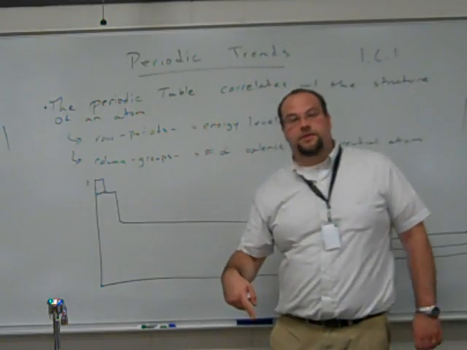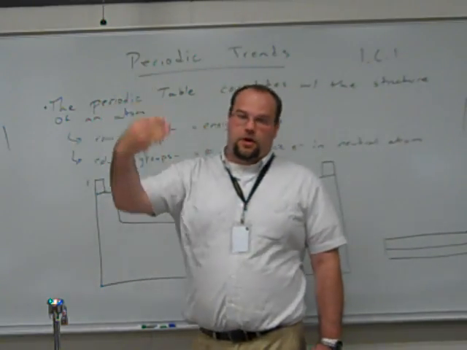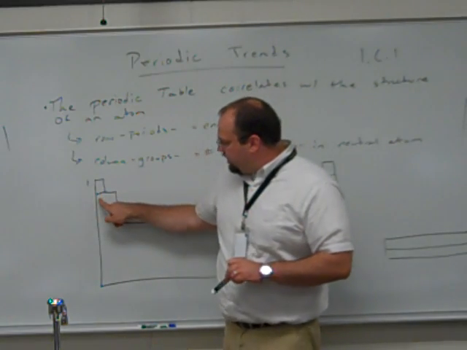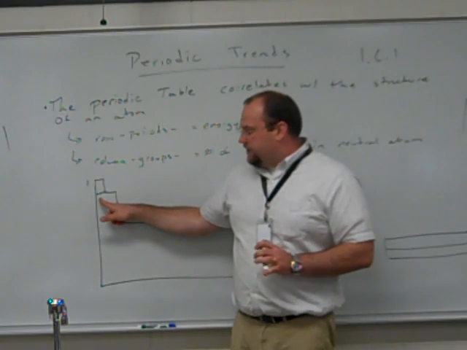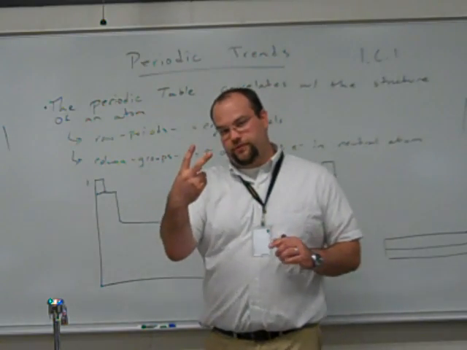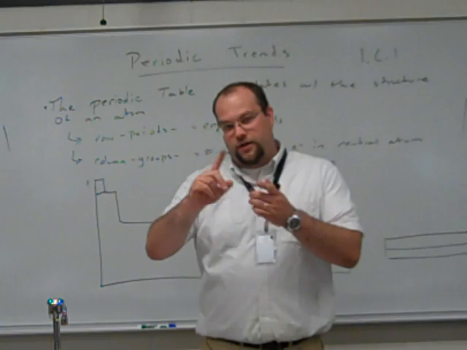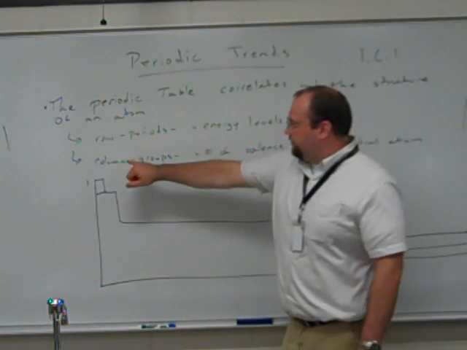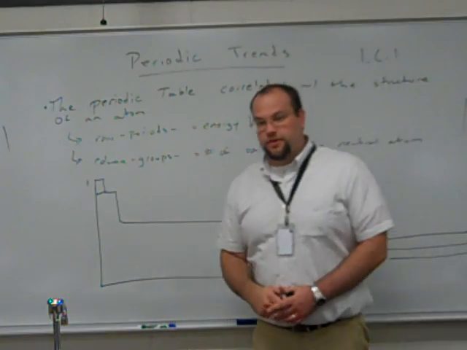Second row has two energy levels. Third row has three, and it goes all the way down to period 7. Okay, so lithium is right here. It's right underneath hydrogen because it has two energy levels. It has energy level 1 and energy level 2. That's two energy levels.